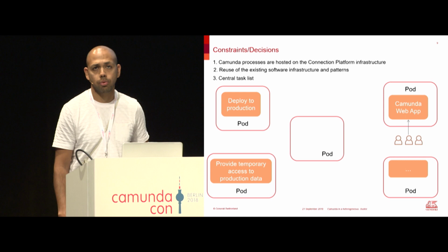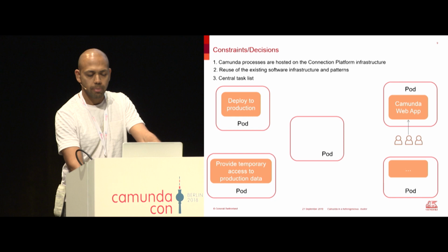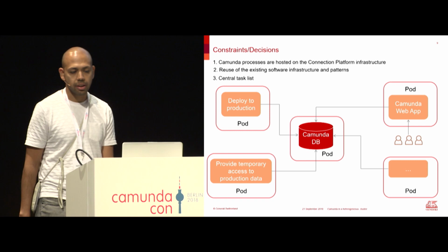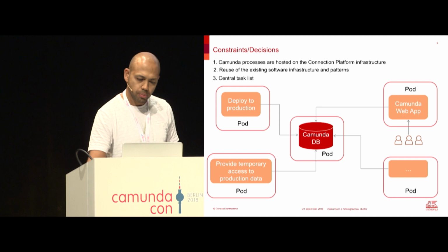Now, Camunda uses a relational database in the background where all the process definitions are stored and the state of the process, and that's where the task list also gets its tasks from. And this means that all these processes have to talk to the same central DB. So now I will use maybe the deploy to production process together with the web app to illustrate the problem we faced.